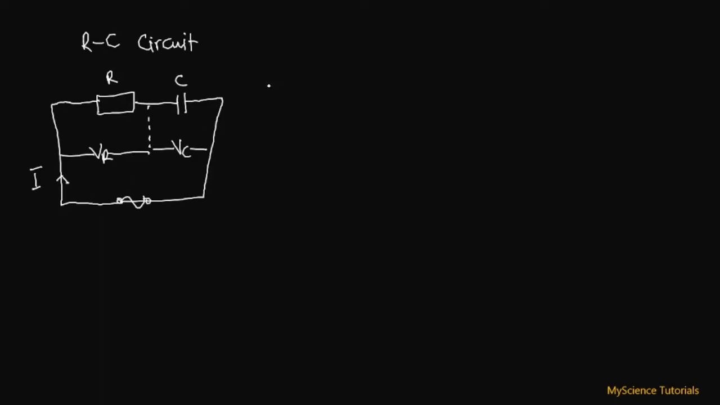Now, if we do what we call a phasor sum of VR and VC, we are going to get the overall voltage across this entire circuit, which we call the applied voltage, V. In this type of circuit, the current leads the applied voltage by an angle between 0 and 90 degrees. To illustrate what we mean by this, we need to look at what we call the phasor diagram.